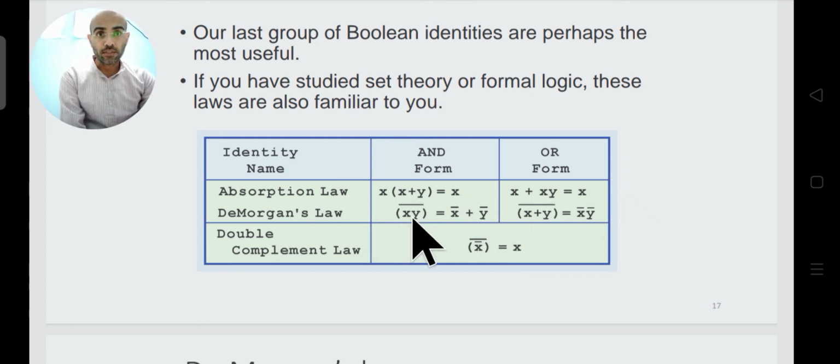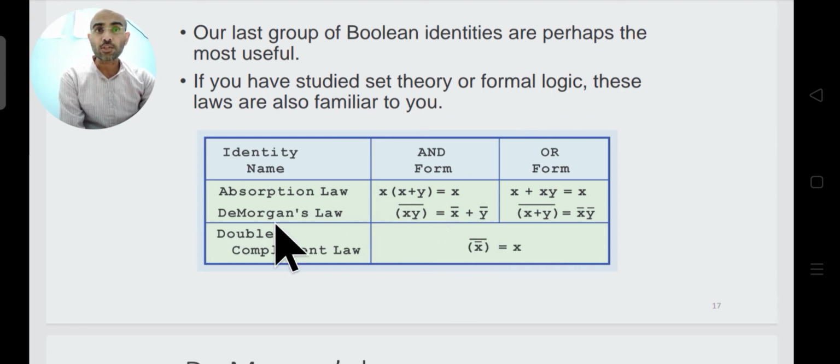Then De Morgan's. This is one of the most important identities, and this can be proved with the help of the truth table. It is very easy to prove this identity with the help of a truth table. What you do is take the left hand side and the right hand side of the equation, make the truth table for the left hand part and the right hand part, and see what output you are getting. If you are getting the same output in the truth table, then you have proved that the identity is true.